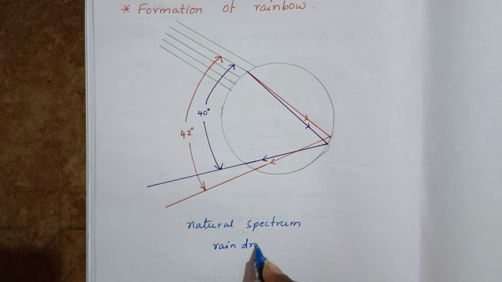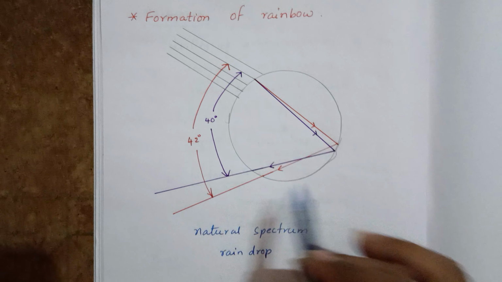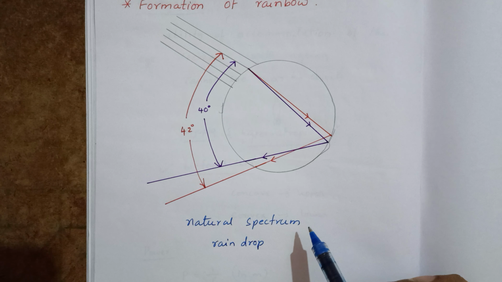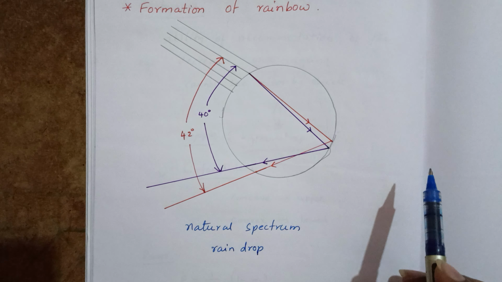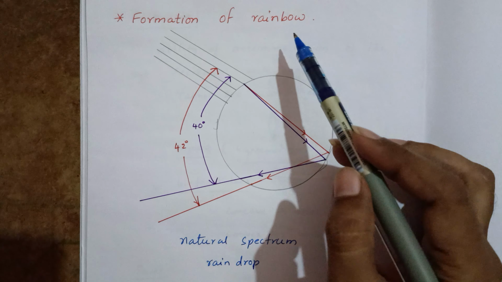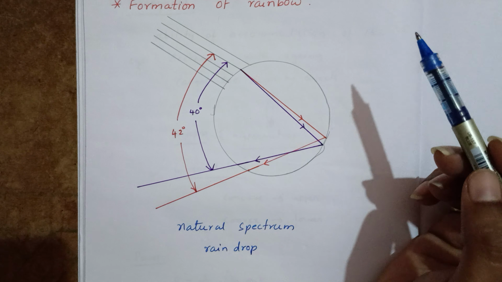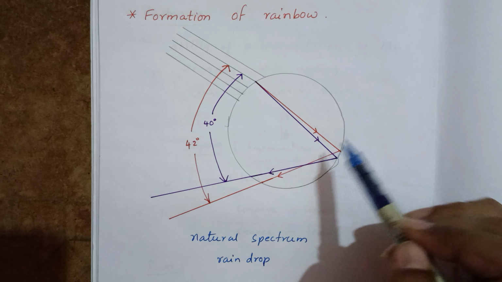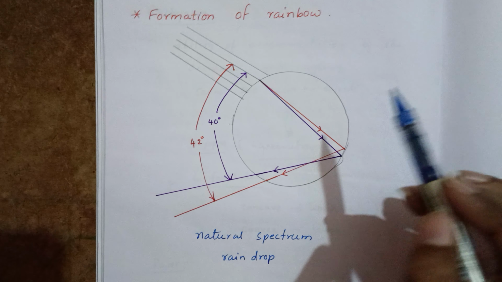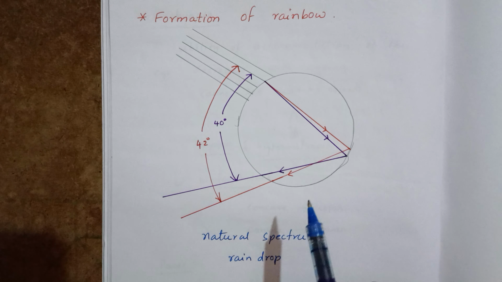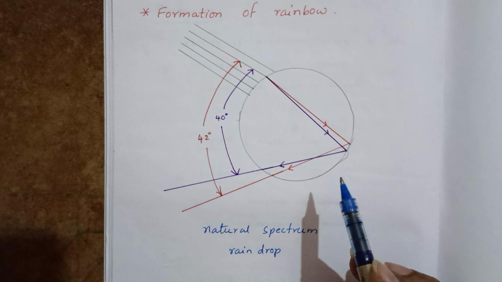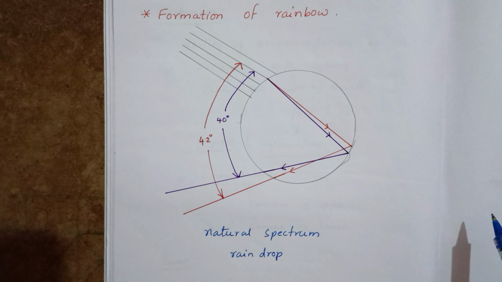This natural spectrum that occurs in the sky when the sun shines on raindrops is known as a rainbow. It is in the shape of a bow, so we say rainbow. Actually its shape is not a bow, it only appears like a bow. At the end of this session, we'll come to know what the shape of a rainbow is.